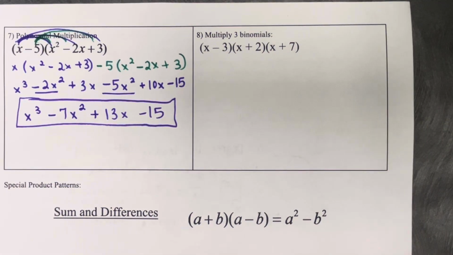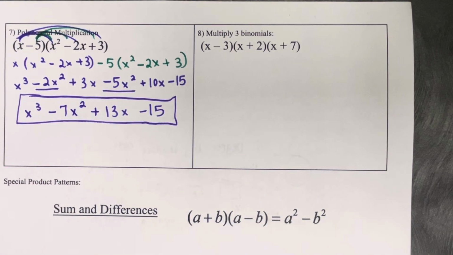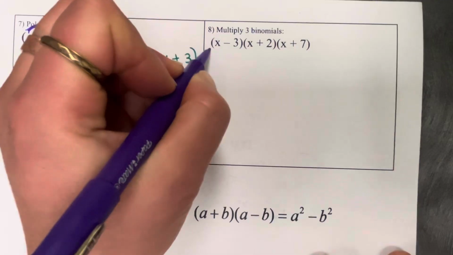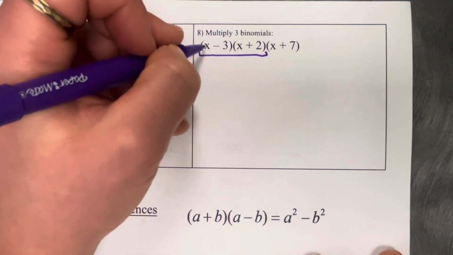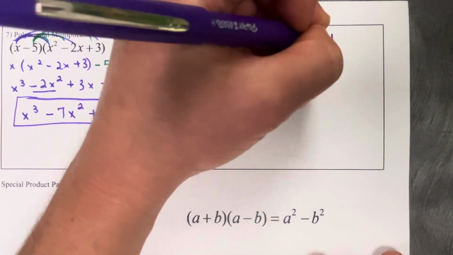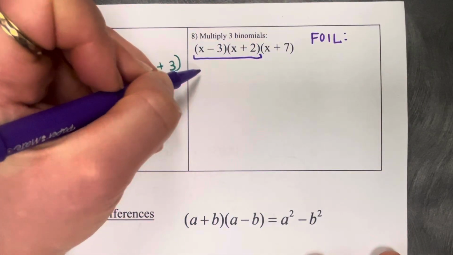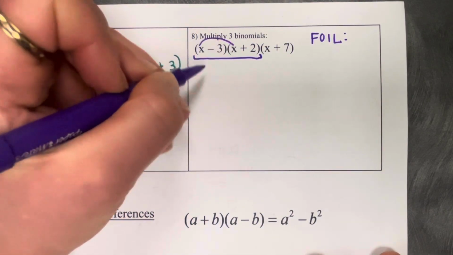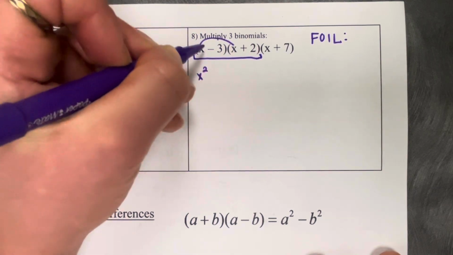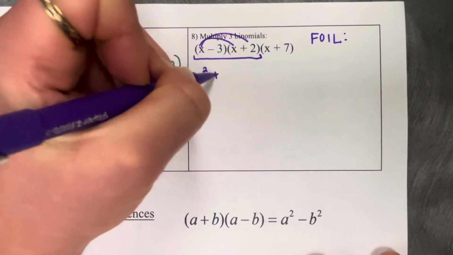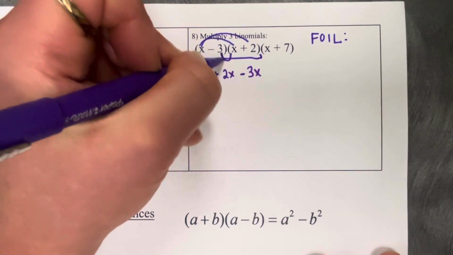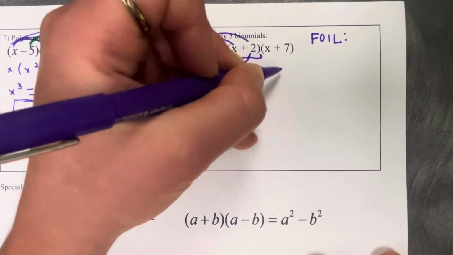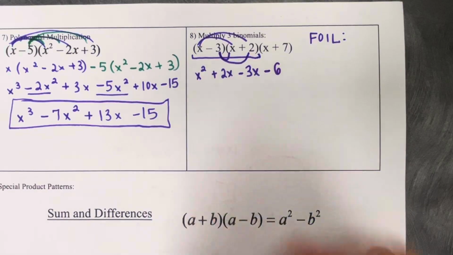Next we have 3 binomials. Ooh, this is just like FOIL, but we're going to do it twice. So first we're going to combine the first set of parentheses. So we're going to do FOIL. First, outer, inner, last. First terms would be x squared. Outer terms, 2 times x. Inner terms, negative 3 times x. And last terms, negative 3 times 2. That would be negative 6.